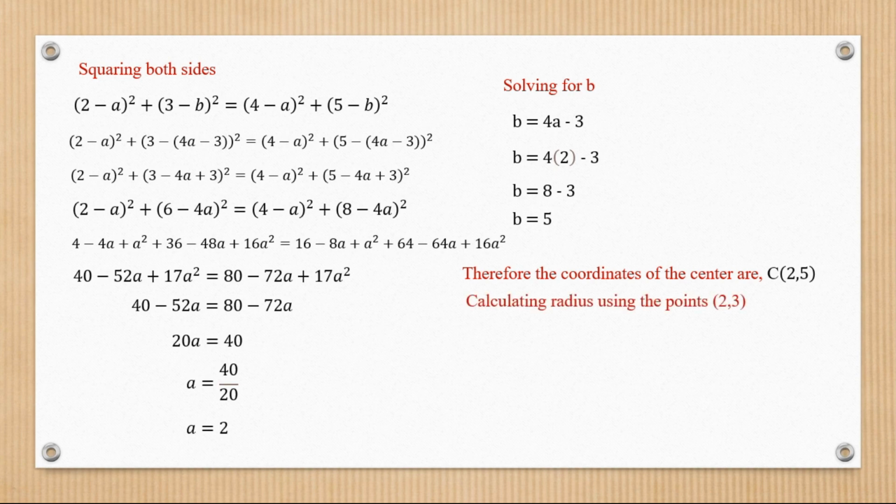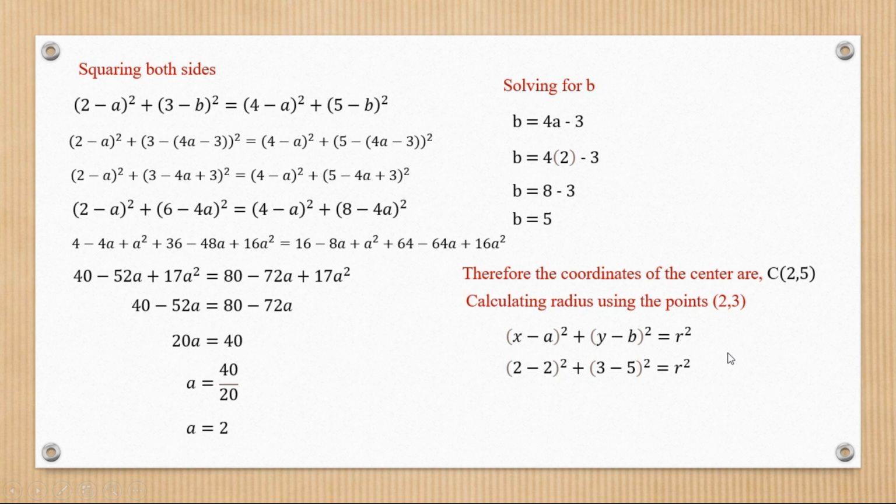Next we can calculate the radius. We're going to make use of any point that you choose. I've chosen to use the point (2, 3) that was already given in the question. Now I'm going to use this formula right here. Since I know that the center is (2, 5), a is 2 and b is 5. Using the point (2, 3), for the x I'm going to use 2, and for the y I'm going to use 3. It doesn't matter which point you use. Even if you use the other point (4, 5), you would still get the same answer.